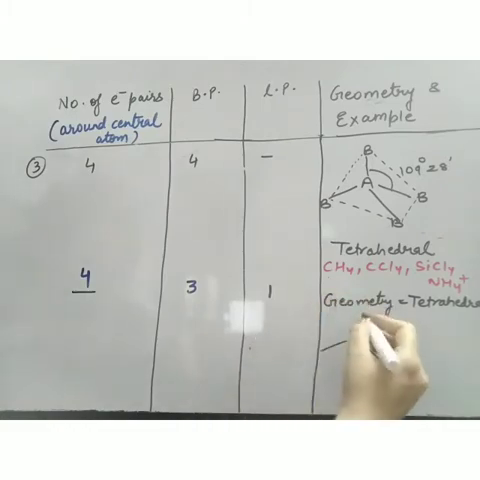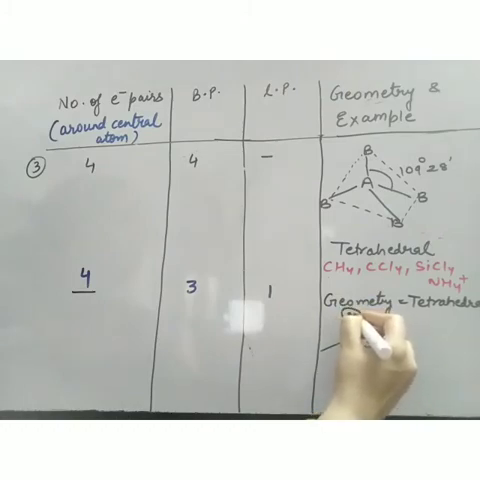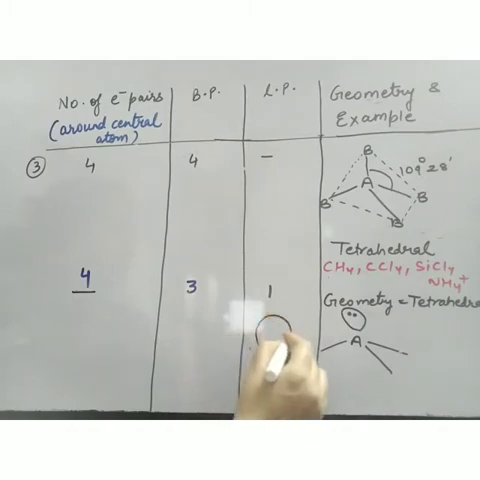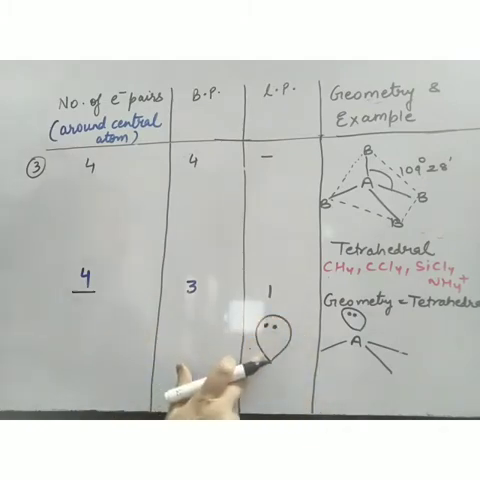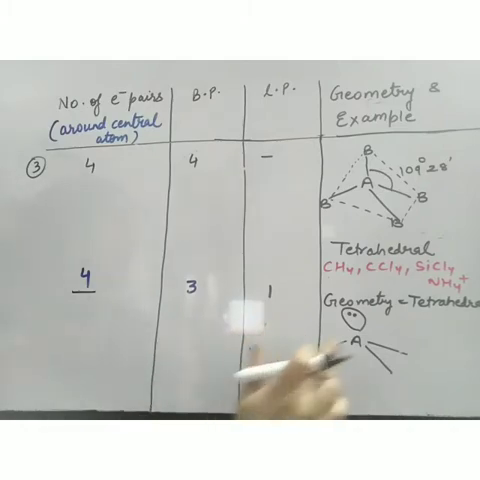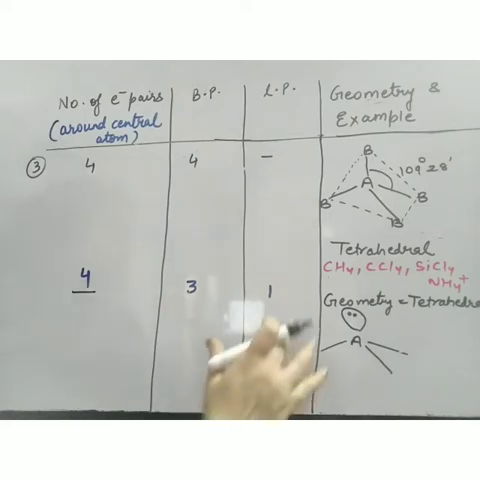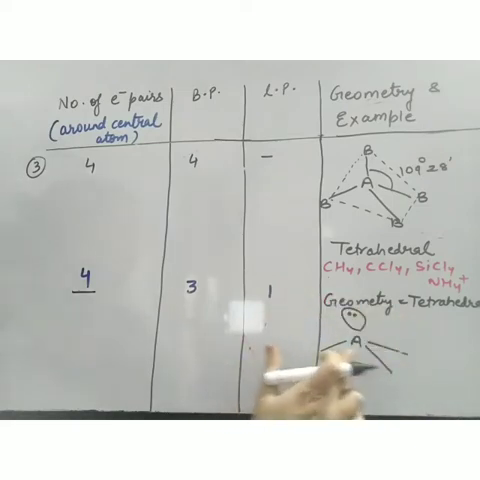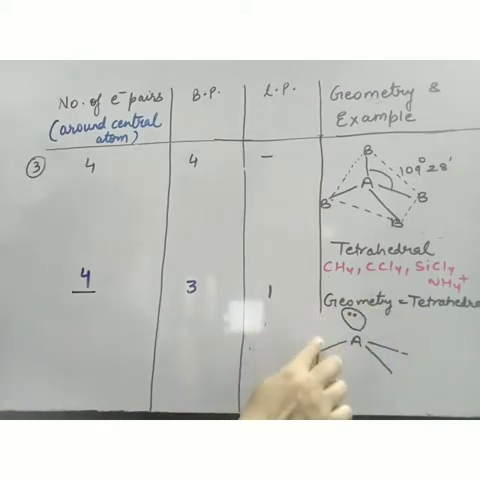Suppose I am making this as lone pair. Lone pair is shown like this. Okay, now this is the shape of an orbital, you know, and 2 dots are there. So this is the symbol for lone pair. So I have made here lone pair. So now this is the molecule having 3 bond pairs and 1 lone pair. Geometry is still tetrahedral.